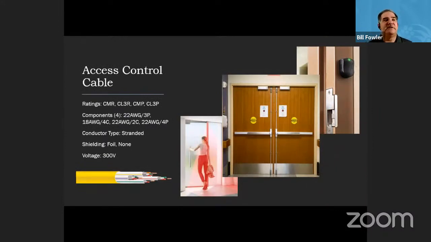So access control, you'll see by the pictures here, is where we talk about access control. This is where you'll see the magnetic strikes up here. You'll see the door readers or the door strikes. So typically we see the CMR, the CL3R, CMP, sometimes we see plenums, but a lot of times this access control cable is in the wall or in some kind of guarded space because, again, it's a part of the security. So they don't want easy access to this cable so people can't hack a door.